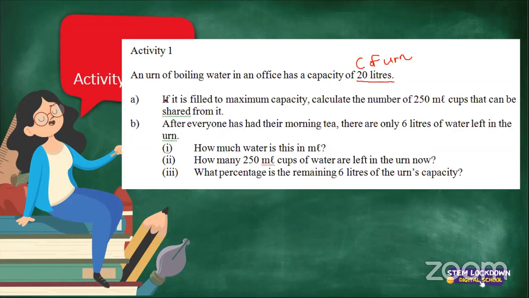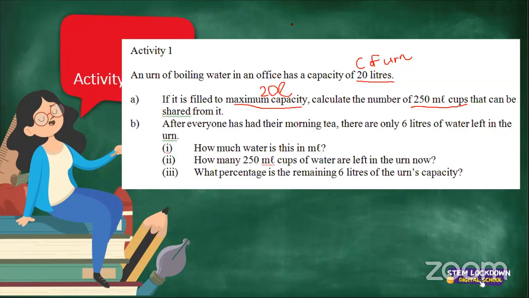So it can carry 20 liters. Now the question says, if it is filled to maximum capacity, that means to full capacity, which is the amount it can hold, 20 liters, calculate the number of 250 ml cups. So this is the capacity of the cup that can be served from it. In other words, I want to know how many 250 ml cups I can get from 20 liters. So that is my question.